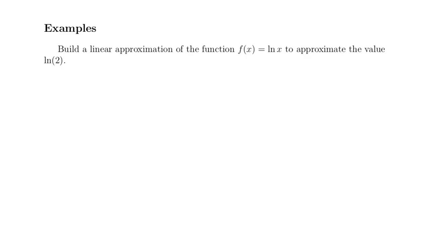Okay, let's do another example. Notice I'm leaving out some information here. We're going to build a linear approximation of this function, natural log of x, to approximate the value of natural log of 2. I did not tell you what the center should be. So pause this for a second and think about what's a good center. What's a nice value on the natural log that happens to be close to 2? Go.